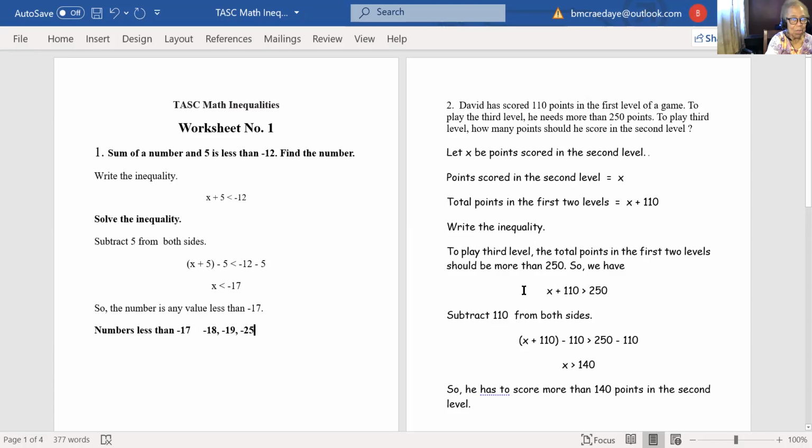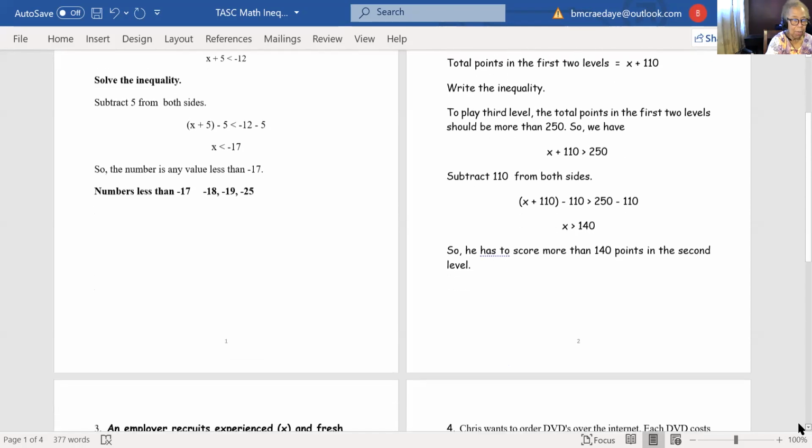Solve it just like we do an equality. Subtract the 110 from both sides, and you get X greater than 140. That means the second level must score more than 140 to get to play in the third level. Any questions on number 2? Questions? Okay. I think I'll let you try number 3. Let's go to number 3.